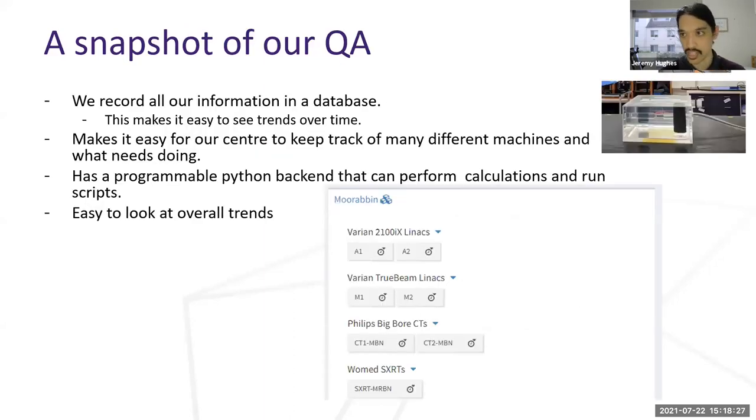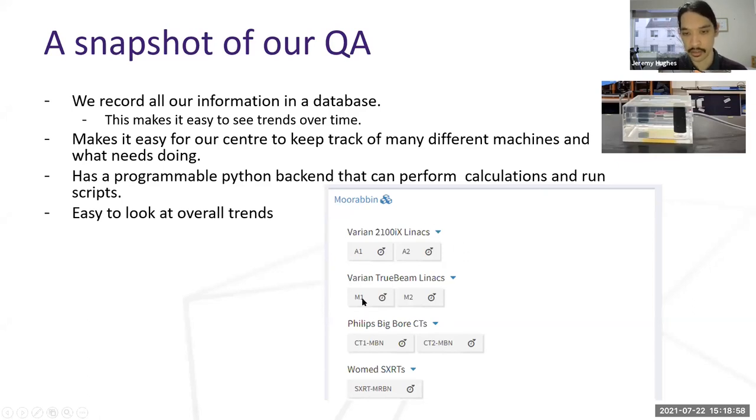So this is just a snapshot of our QA that we're performing. So we record all of our information in a database, which is very good because it makes it easy to see trends over time, makes it easy for us to keep on top of everything, makes it easy for us to keep track of all our different machines. It's great. So this is our center down in Moorabbin, with our four different linear accelerators.